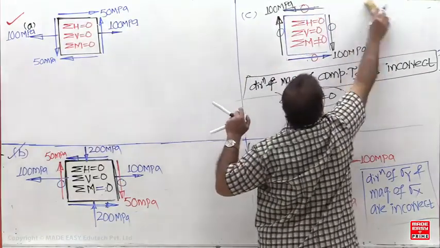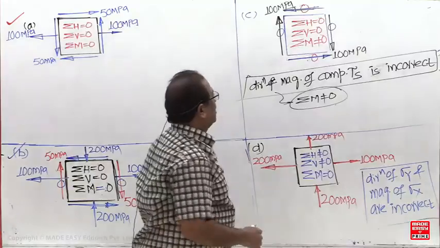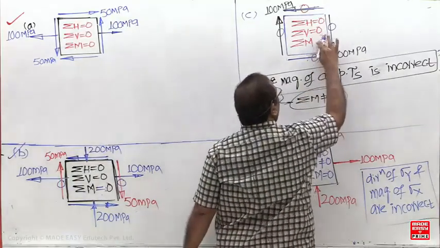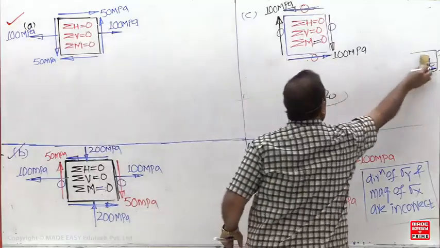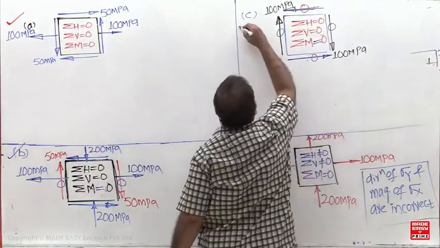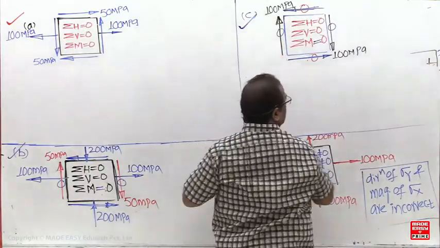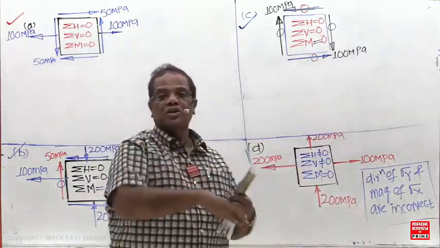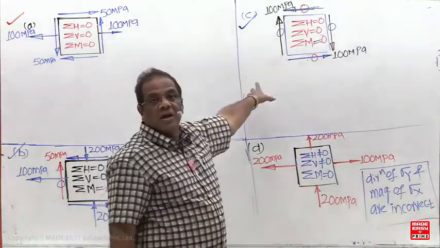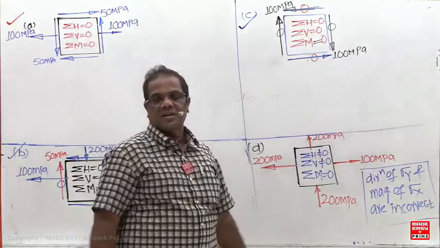And at the junction, only one value is required now. Now it is also equilibrium. This is an example for pure torsion. This is called the pure shear state of stress.